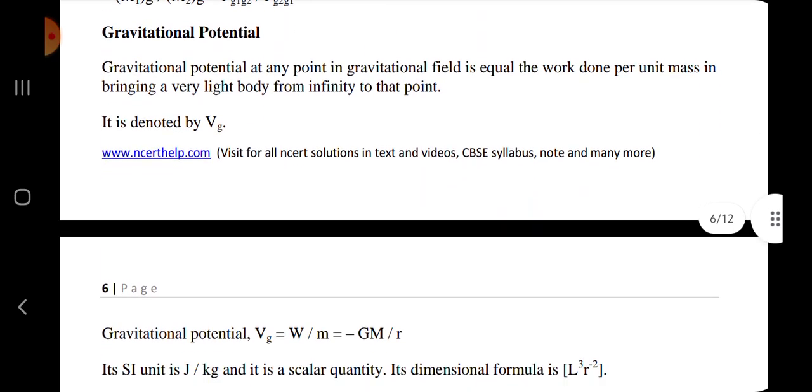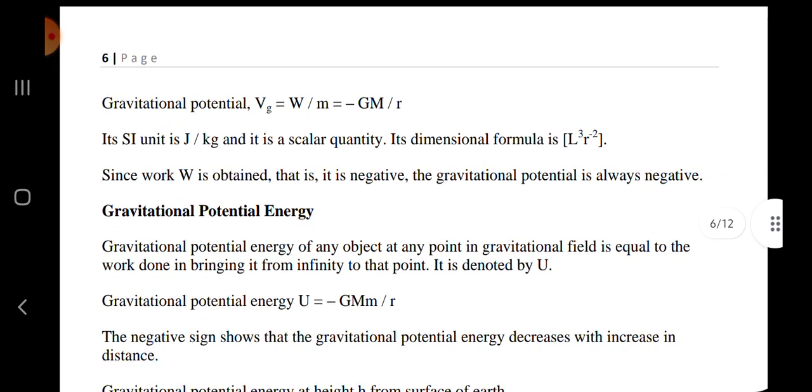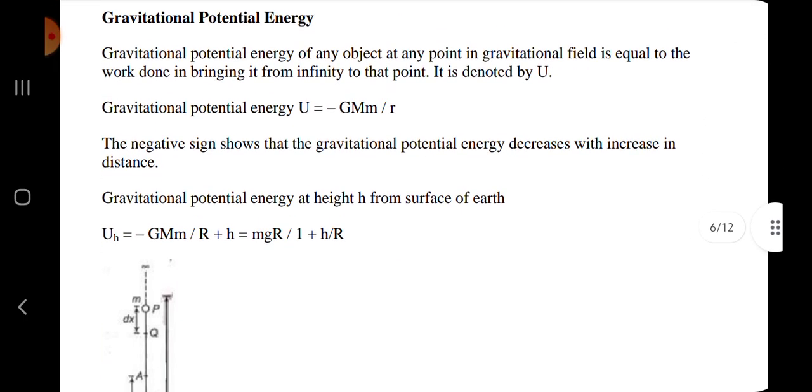It is a vector quantity and its direction is towards the center of gravity of the body. Then gravitational potential at any point in a gravitational field is equal to the work done per unit mass in bringing a very light body from infinity to that point. Then gravitational potential energy of any object at any point in a gravitational field is equal to the work done in bringing it from infinity to that point, denoted by U.